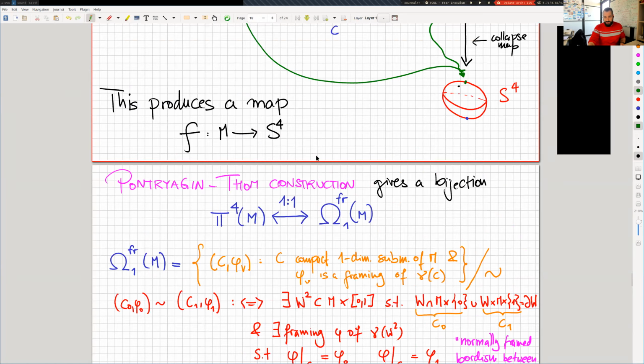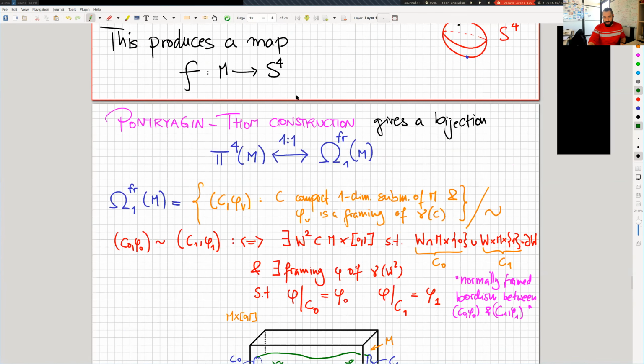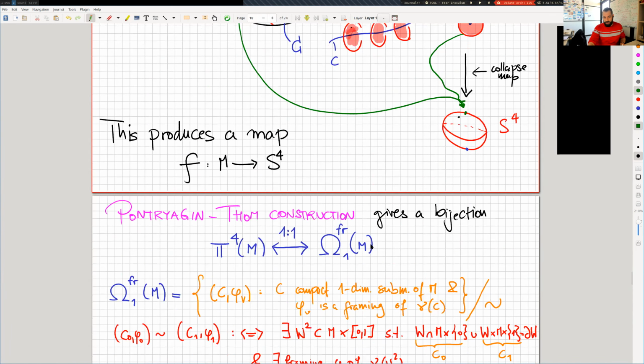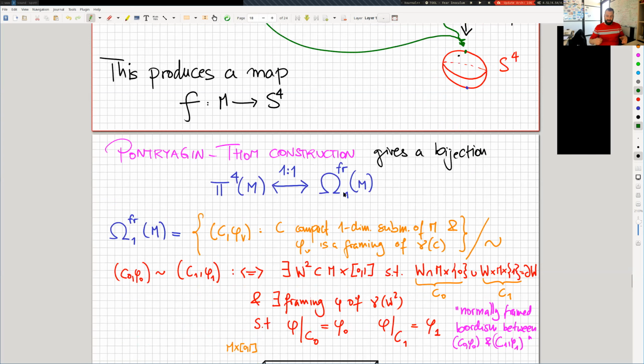And the whole construction I showed you here, what we did here, we took a submanifold C with a framing on its normal bundle, and we produced a map out of it. And this map, which goes from here to here, which is the Pontryagin-Thom construction, is just a bijection. You can prove that this is a bijection.